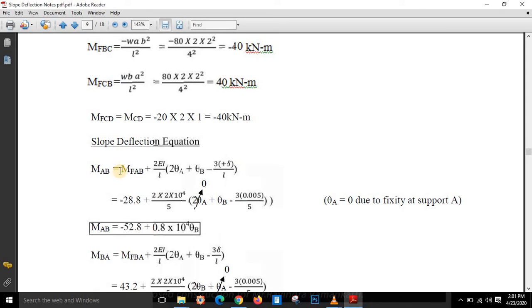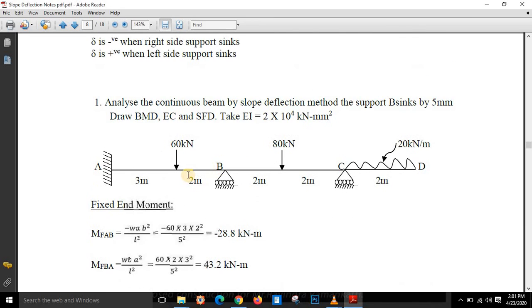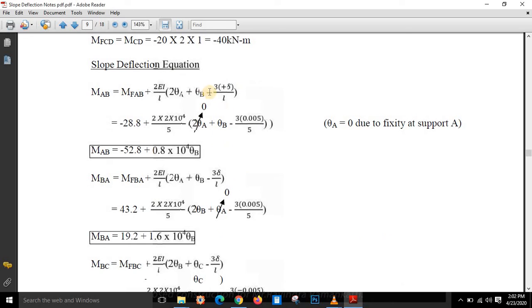So you can see MAB is equal to MFAB plus 2EI by L into 2 theta A plus theta B minus, remember it is minus. Why? Because you can see span AB, right support sinks. So this particular term will be minus 3 delta divided by L. So delta is given in mm, so I am going to convert it into meters. So I have converted it into meters and I have marked this equation like this. Next, MBA. Here also the span AB is there, so this term will remain as a negative only.